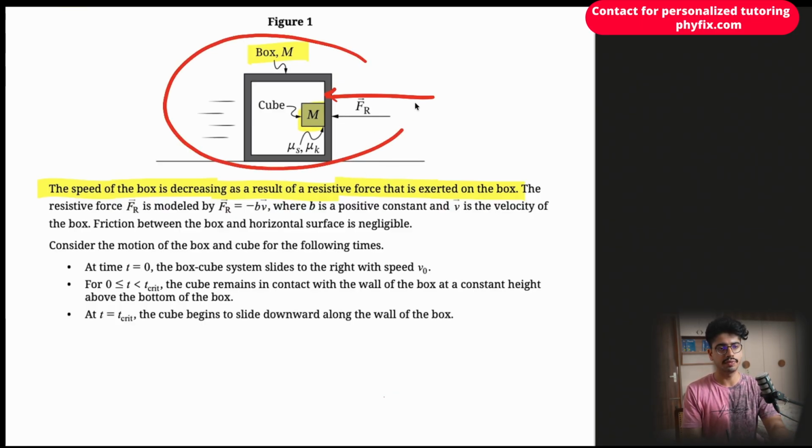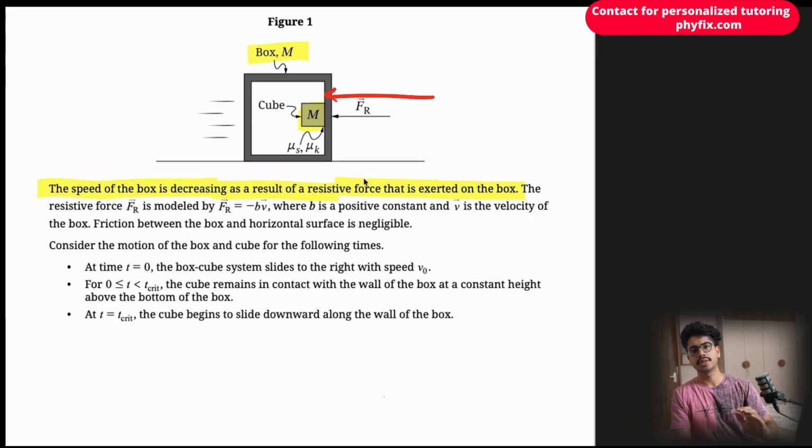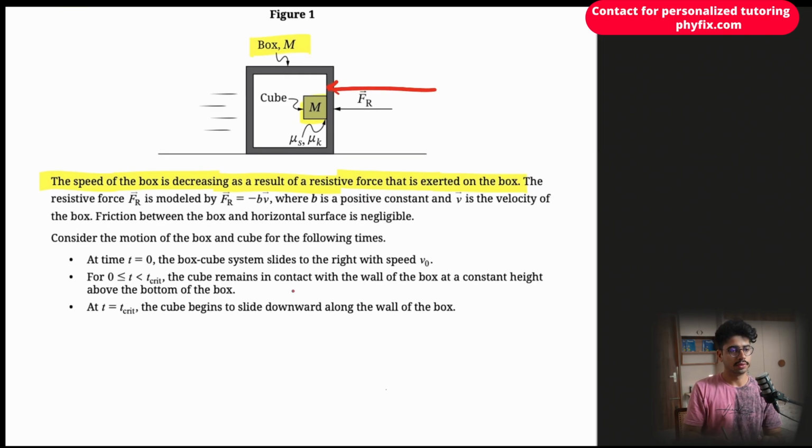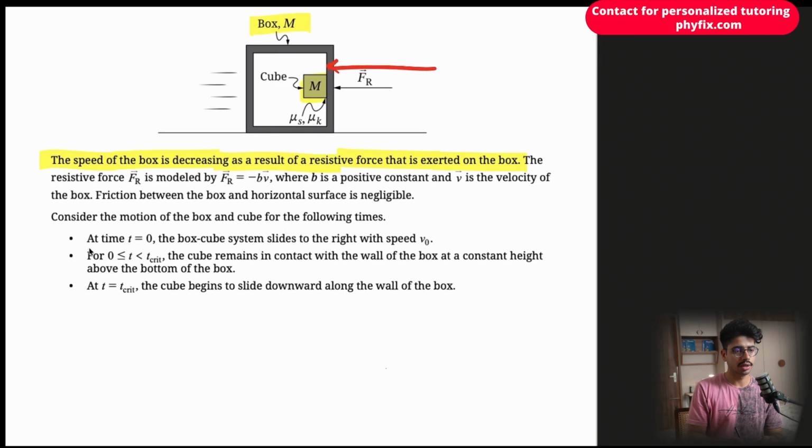So the only external force acting is the resistance force, due to the air. You can say it is air resistance, directly proportional to the speed of the block. Now consider the motion of the block. At t equals 0, the box and cube system slide to the right with a velocity of v naught. So the initial velocity is v naught.